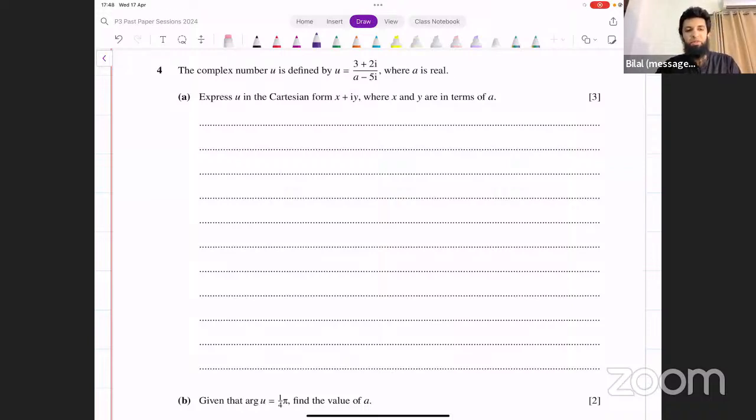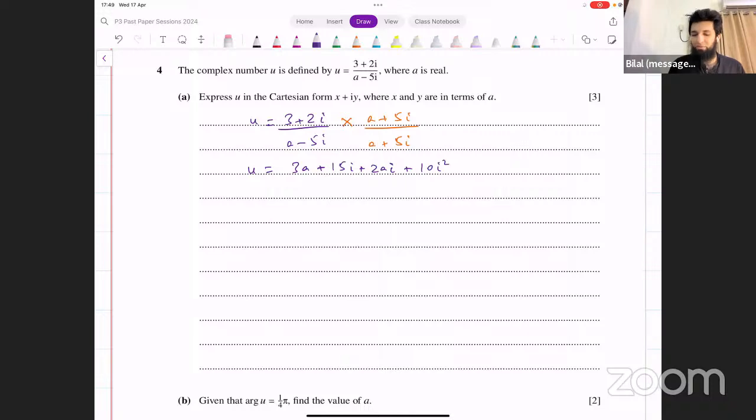One complex number is being divided by another complex number. How do you simplify complex numbers like this? You multiply and divide by conjugate, right? That's what you do. 3 plus 2i divided by a minus 5i. All you have to do is multiply and divide by the conjugate of this, multiply by a plus 5i, and also divide by a plus 5i. In the numerator, you have 3 plus 2i into a plus 5i. Let's multiply them and see what that gives you. 3 times a plus 3 into 5i, that's 15i, plus 2ai, plus 10i squared. That's what we get in the numerator.